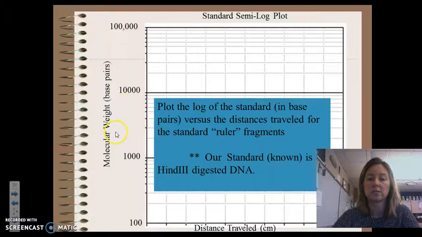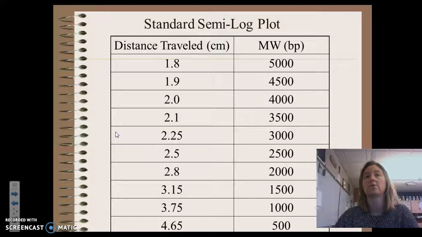So what we're going to do is take the data that we got, the distances measured from our standard, from our known fragment lengths, and in our lab that happens to be the DNA that was digested with the HindIII digest. Okay? And that was probably your last well that we had. All right, again, this is sample data here.